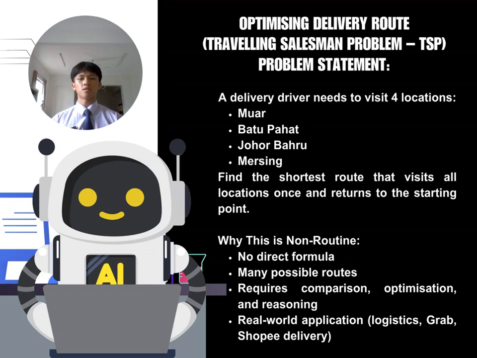This problem is considered non-routine because there is no direct formula to find the answer. Instead, we need to explore multiple possible routes and compare them. The problem also requires optimization, which means finding the best solution among many options, which is to compare the routes. This type of problem is highly relevant in real life, especially in delivery services such as Grab, Shopee, and logistics companies, where efficiency can save both time and cost.